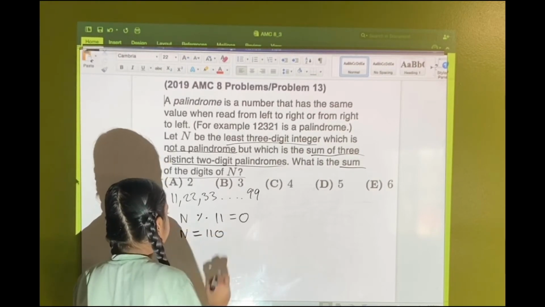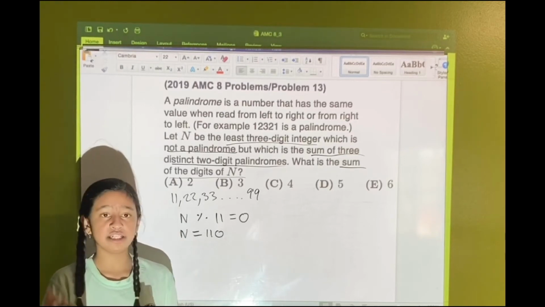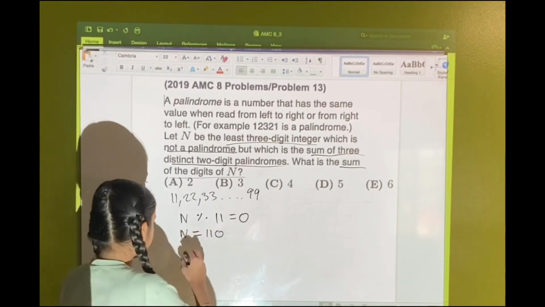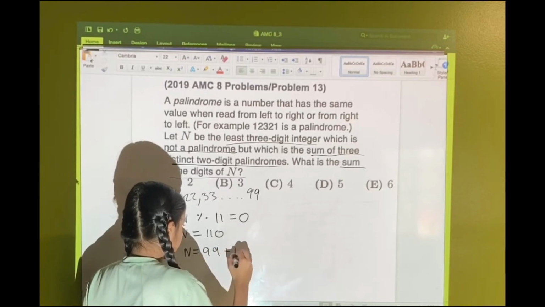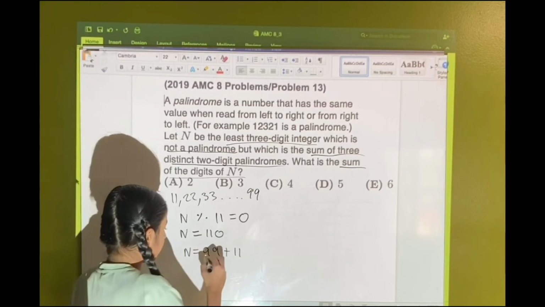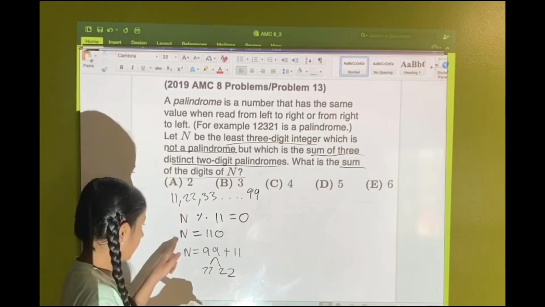But to make sure, we need to check if there are 3 different 2-digit palindromes which make up 110. First, we know that 99 plus 11, both palindromes, make up 110, but these are only 2. But we can split up 99 into 77 and 22. So that means n is 110.